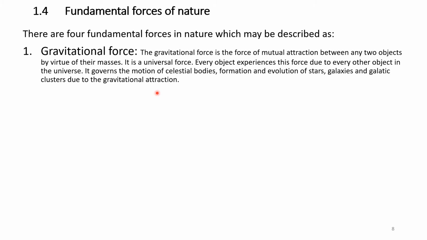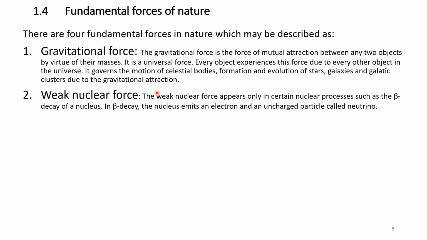The next force, that is serial number 2, is weak nuclear force. The weak nuclear force appears only in certain nuclear processes such as beta decay of a nucleus. In beta decay, the nucleus emits an electron and an uncharged particle called neutrino. More details of weak nuclear forces will be studied in class 12.